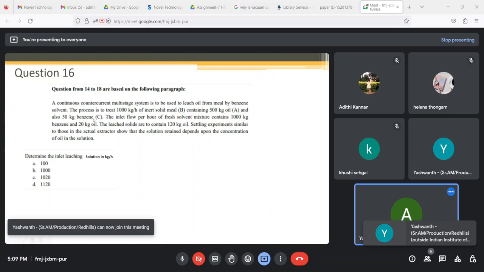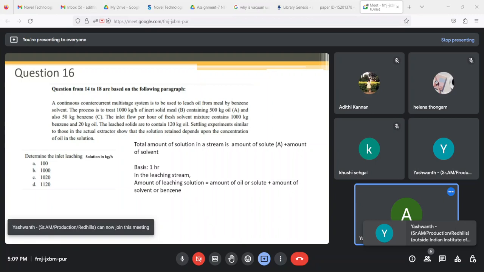So you have 1000 kg of benzene, which is C, and 20 kg of oil, which is A. The total amount of solution in a stream is equal to amount of solute plus amount of solvent. So in a leaching stream, the amount of leaching solution is equal to amount of oil or solute plus amount of solvent or benzene. So oil is 20 kg, benzene is 1000 kg. So the total amount of leaching solution is 1020 kg per hour. Answer is option C. Any doubts? Anything that needs to be repeated?